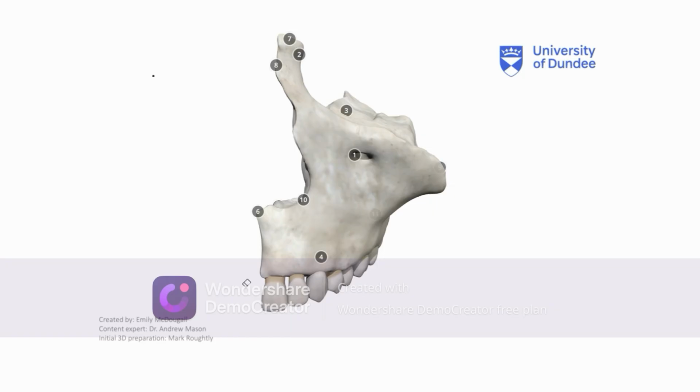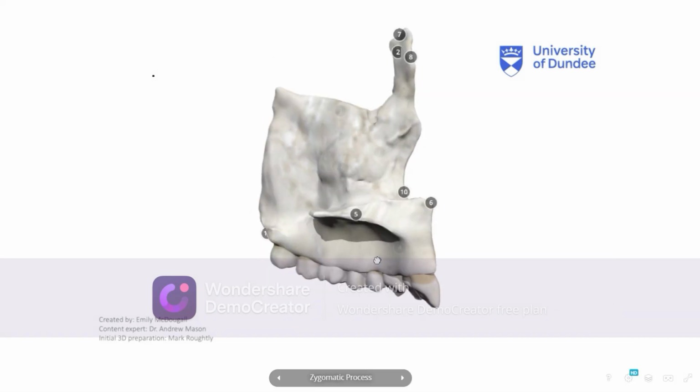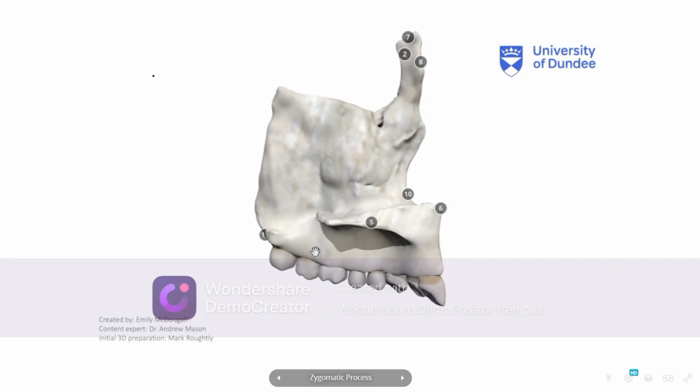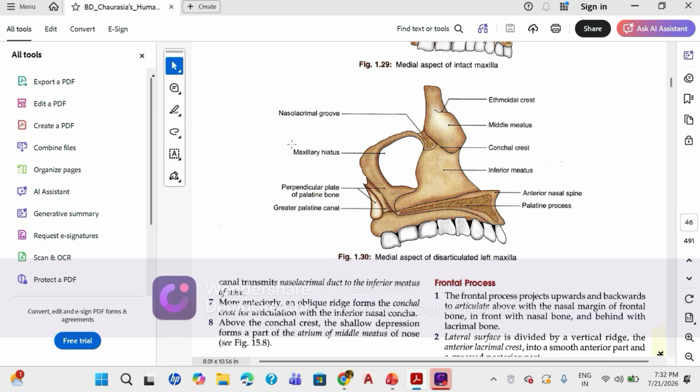Then here is the mesial surface. It is the upper posterior part. There is a large maxillary hiatus which leads into the maxillary sinus. It articulates with the skull. Behind there is a rough surface or impression for the perpendicular plate of the palatine bone. This is our mesial surface of the maxilla.